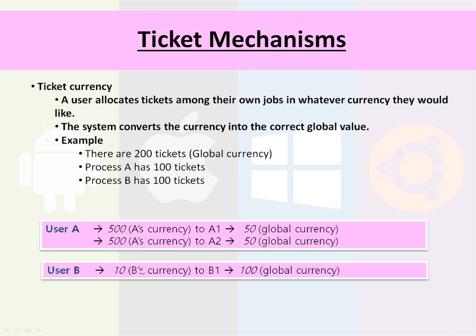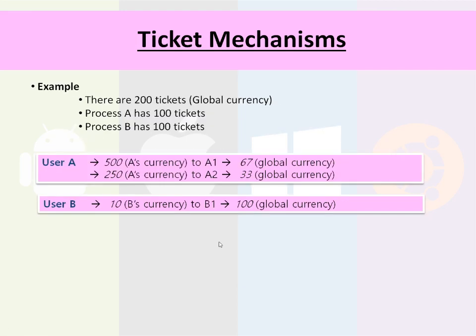Now user B only has one thread or one single process, and we see that process B allocated 10 tickets to itself. And 10 out of a total possibility of 10, well, that's 100% of the tickets going to B1, right? So 100% of the tickets allocated to process B should go to B1. So that's 100. This is kind of an easy example, so I have another one here.